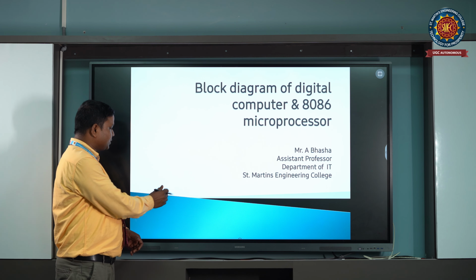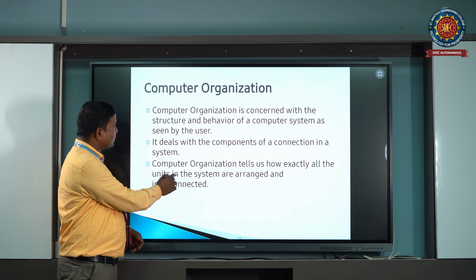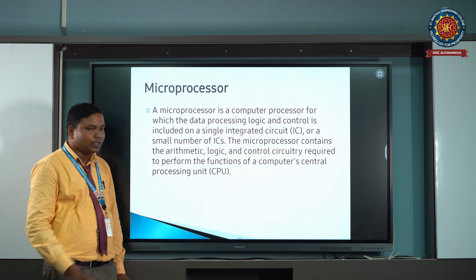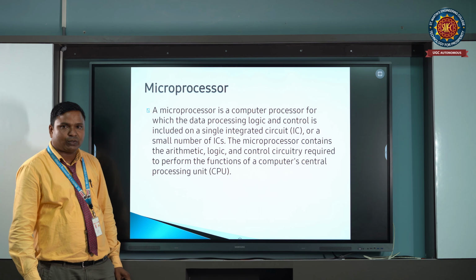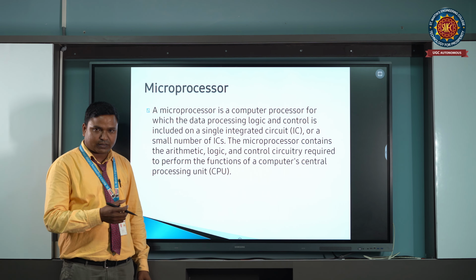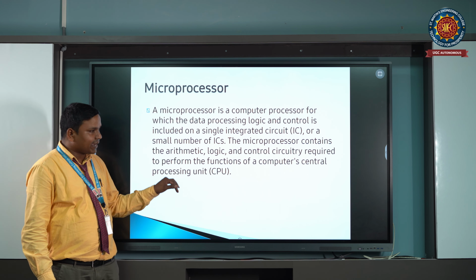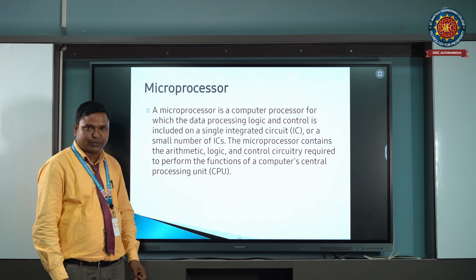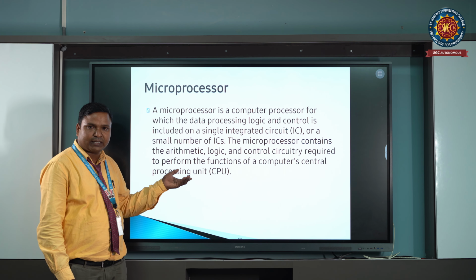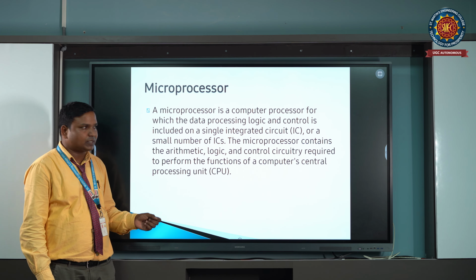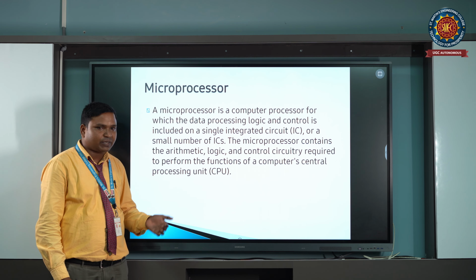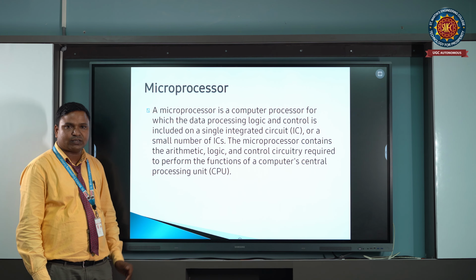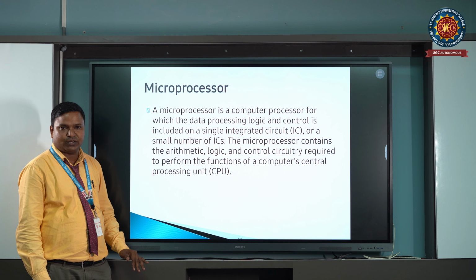Next we need to see what a microprocessor is. A microprocessor is a small integrated circuit in a computer chip which acts as a CPU, that is the central processing unit. Here we can perform arithmetic logical unit operations. A microprocessor is one kind of processor, and a processor is nothing but the central processing unit, the CPU.